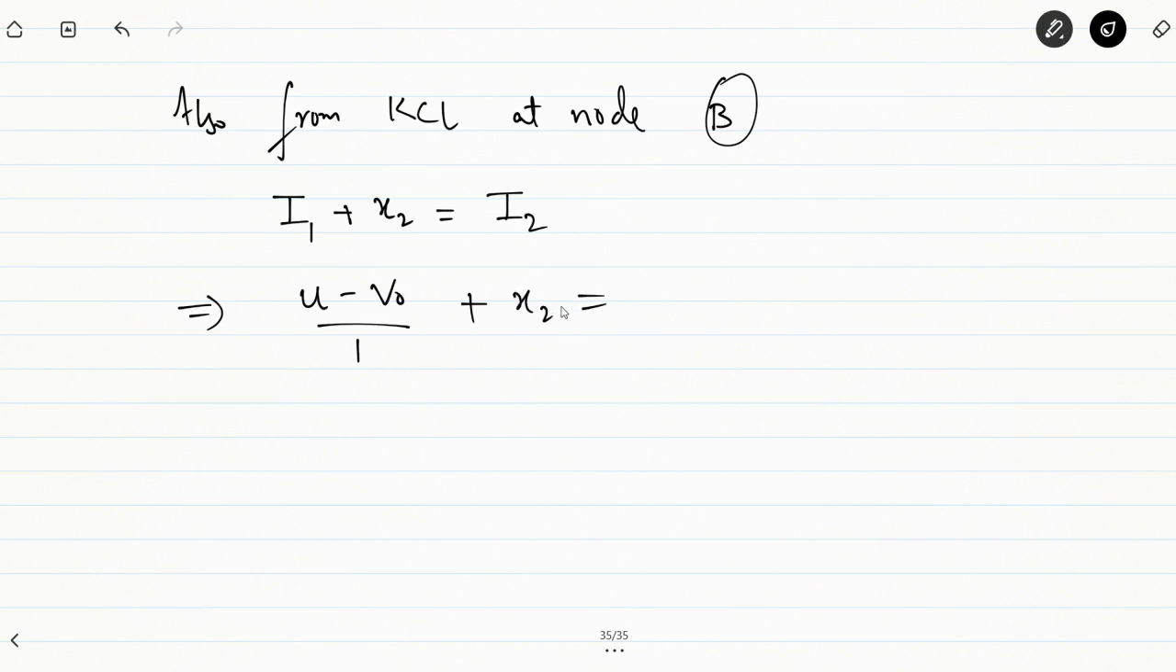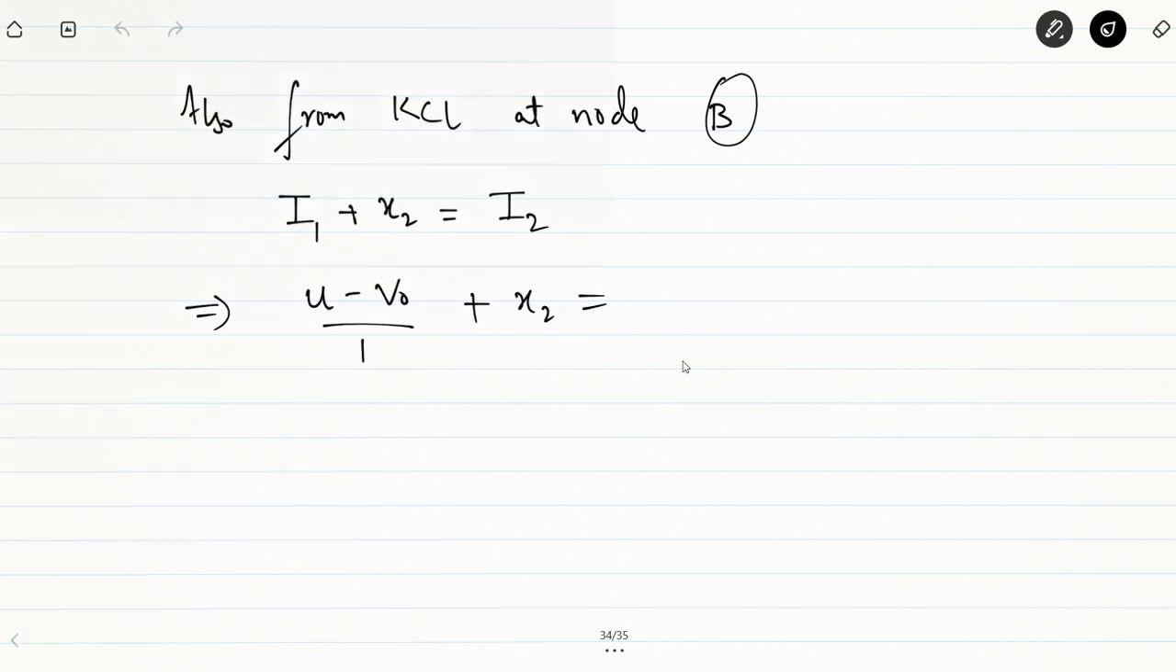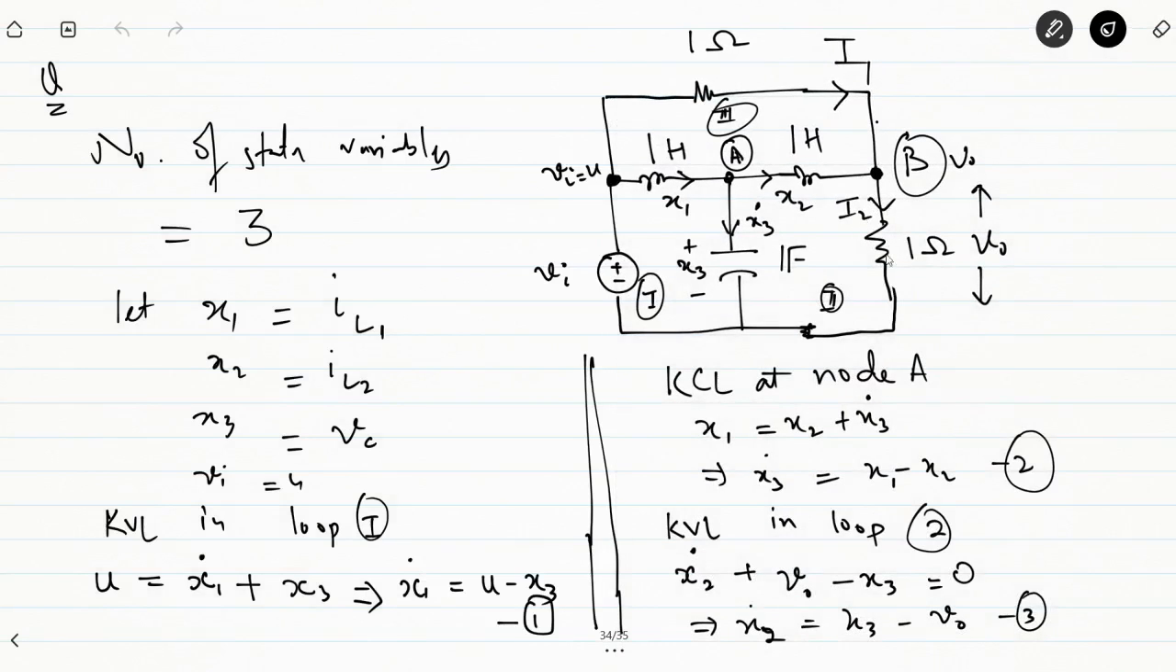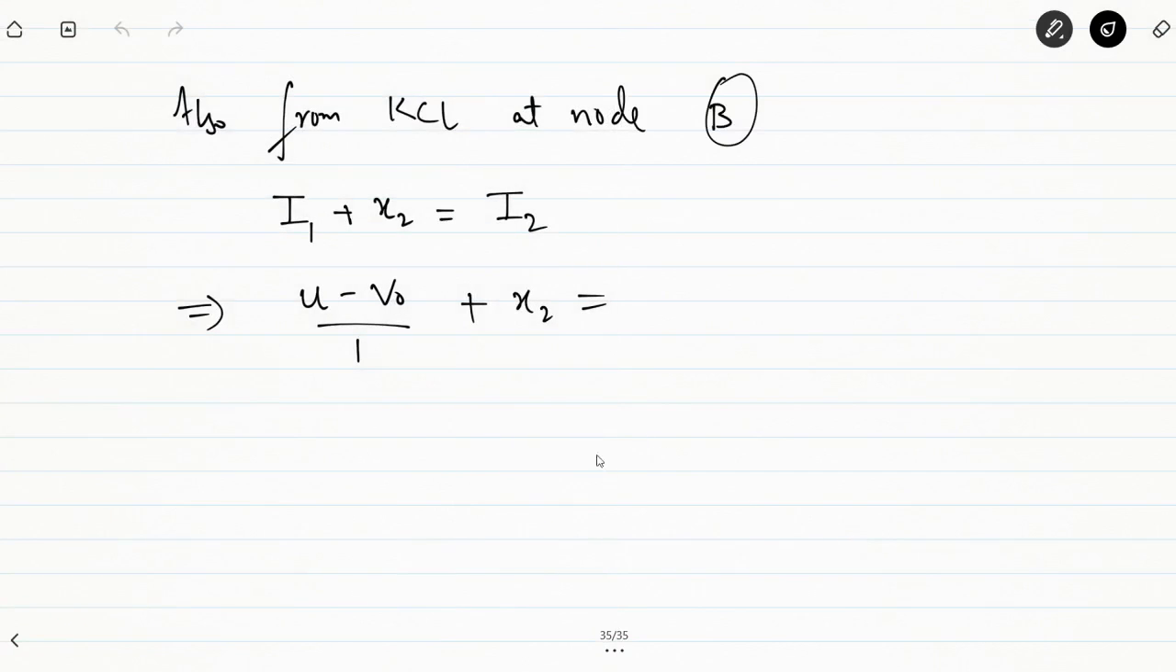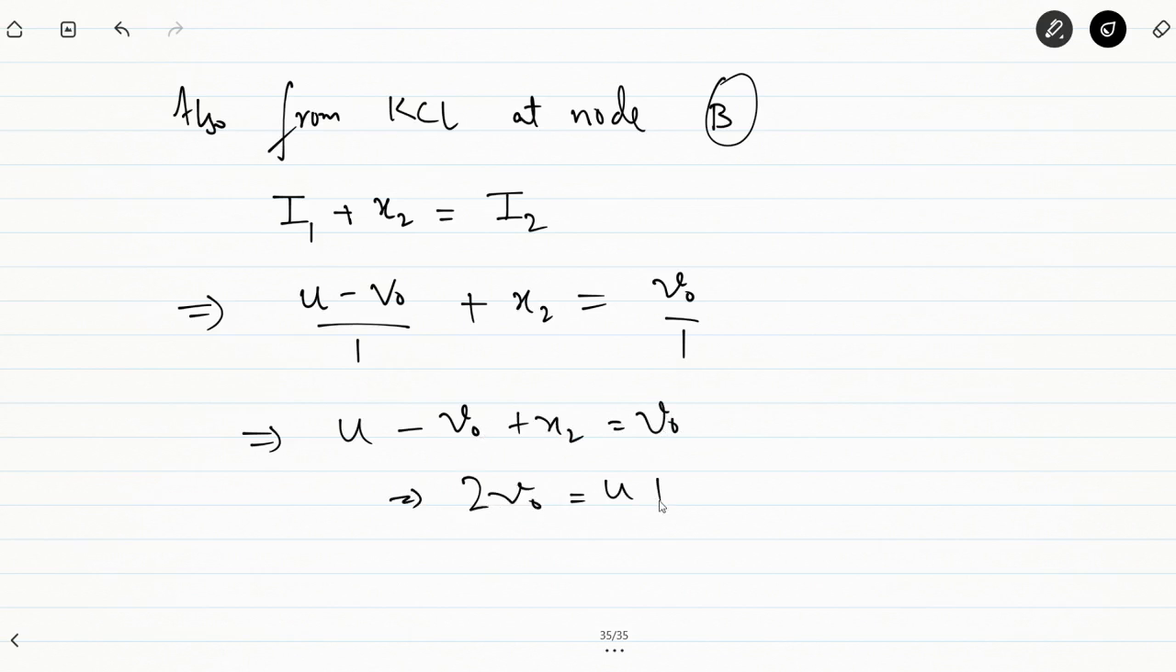is equal to I2. I2 क्या है? In the similar fashion, I2 is nothing but this voltage divided by this resistor, V0 divided by 1, which means U minus V0 plus x2 is equal to V0, which means twice V0 is equal to U plus x2, V naught is equal to U plus X2 divided by 2.